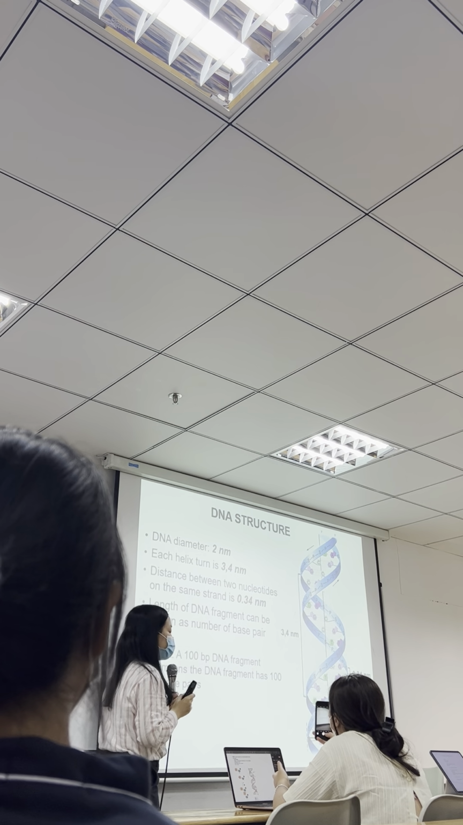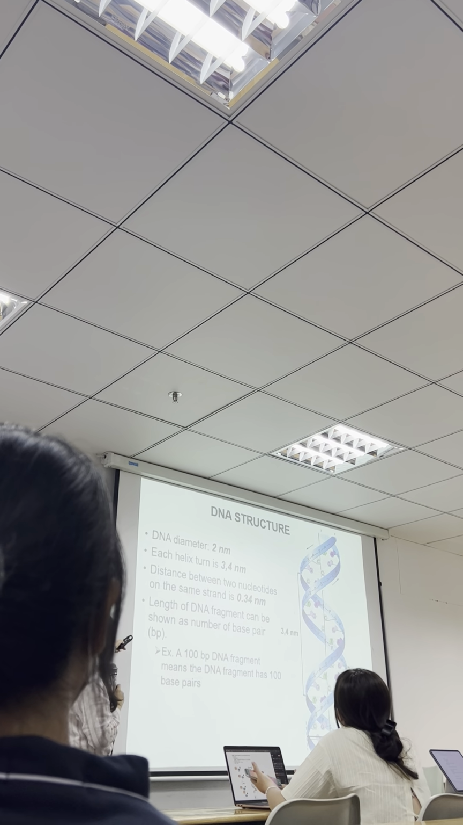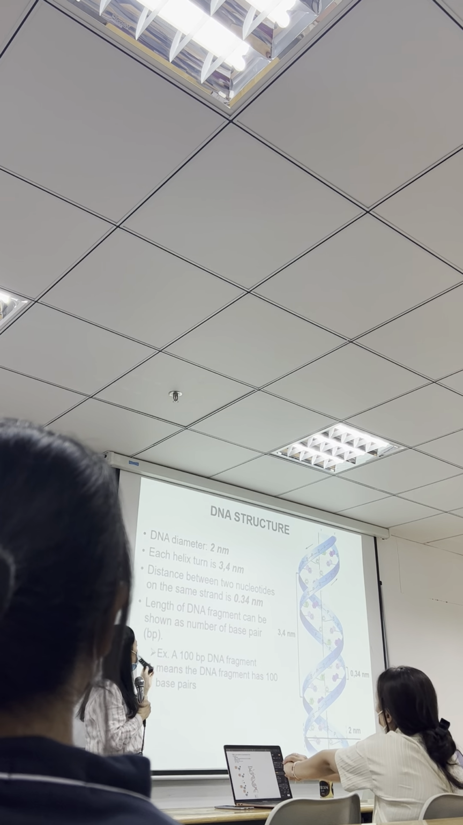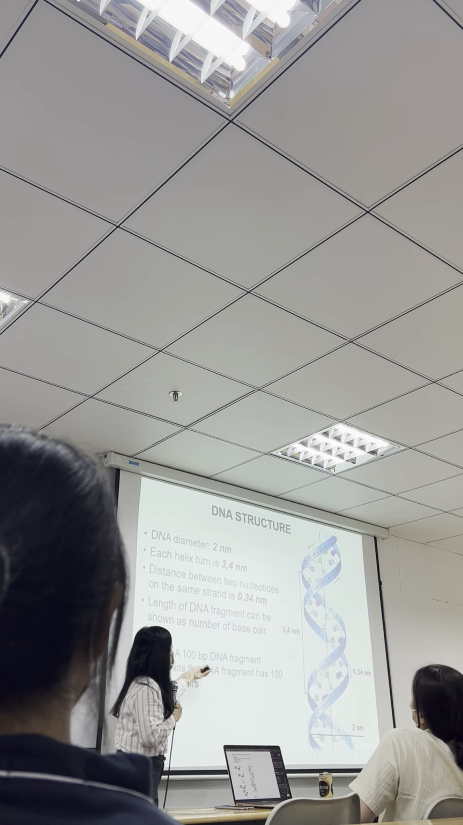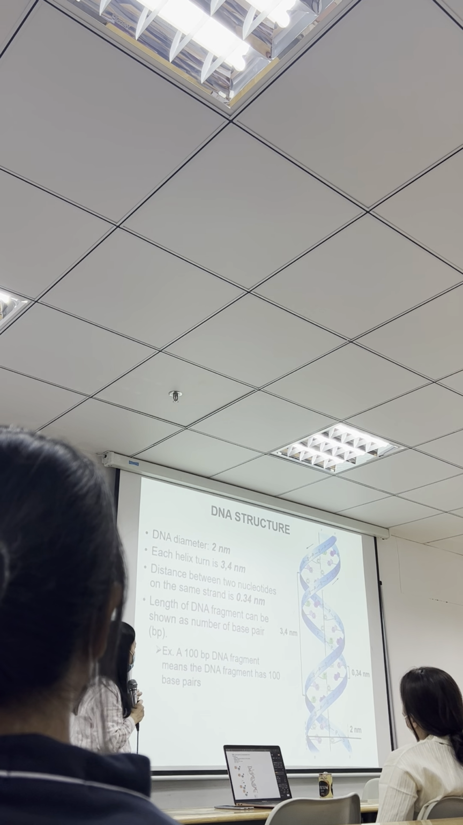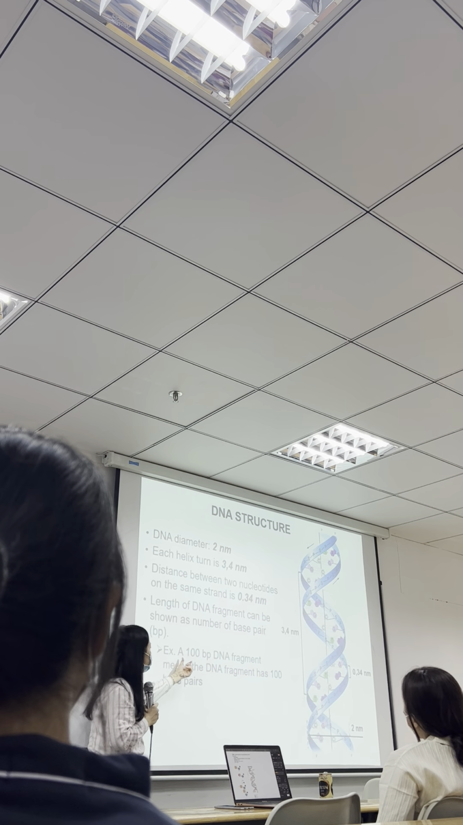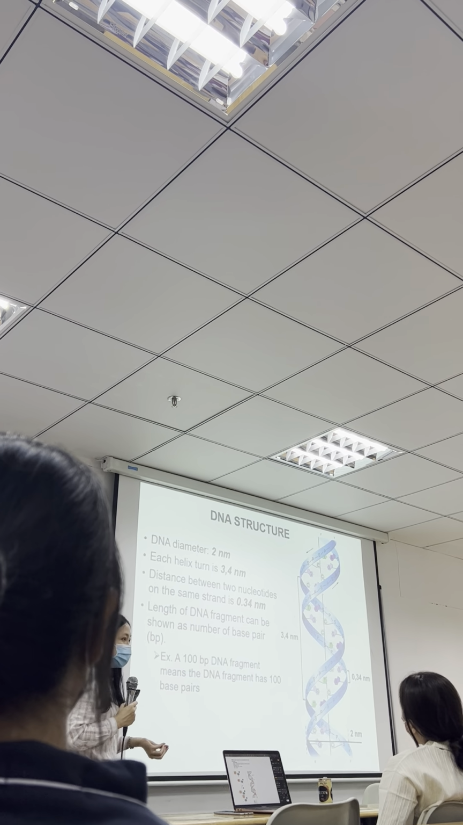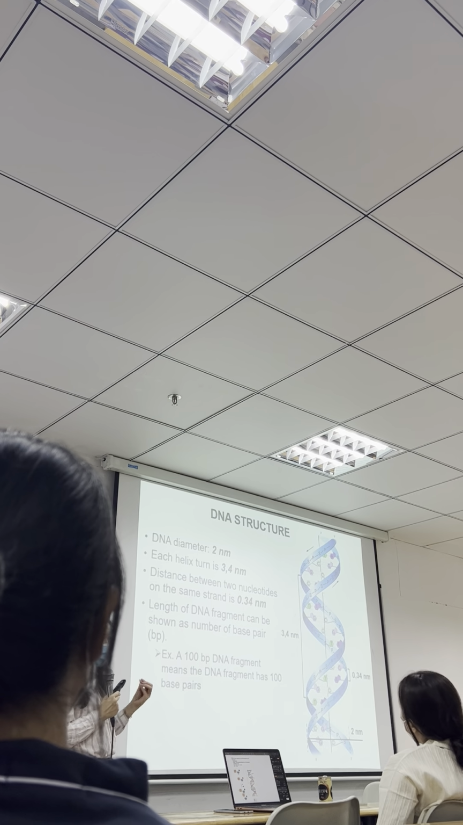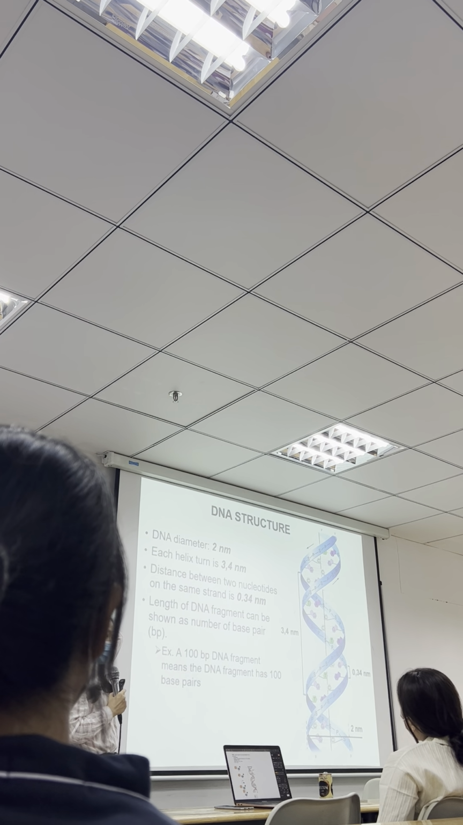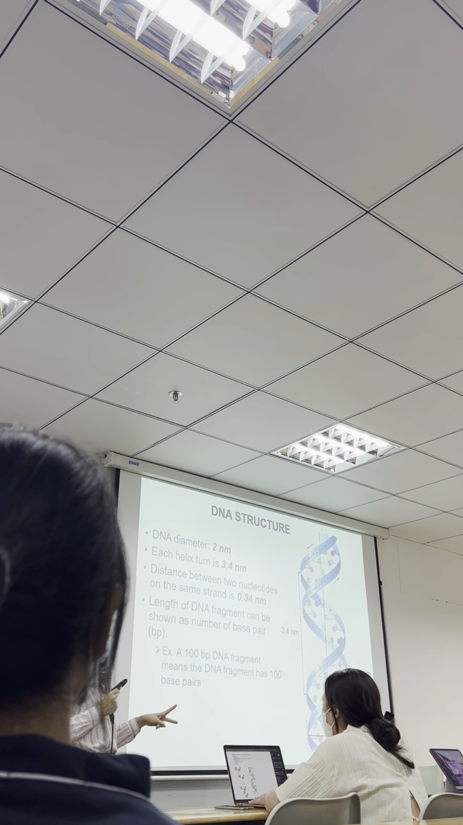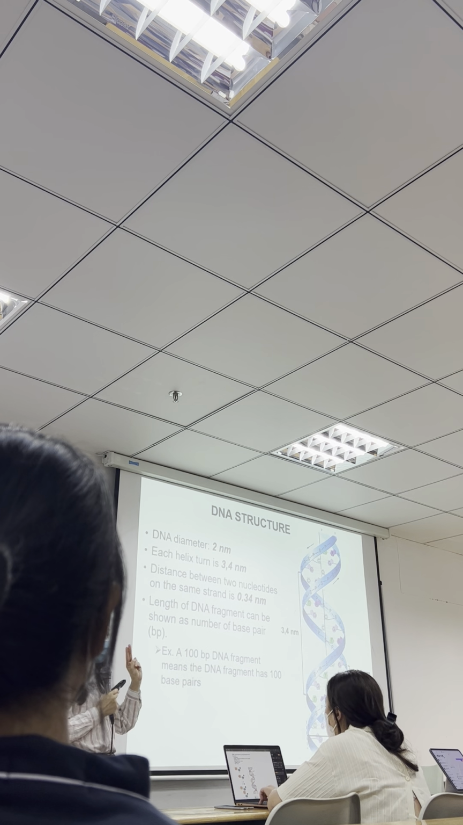And the length of DNA is usually shown as the number of base pairs. So, for example, if we say a 100 base pair DNA fragment, it means this DNA fragment contains 100 pairs of nucleotides. Or it actually contains 200 nucleotides.